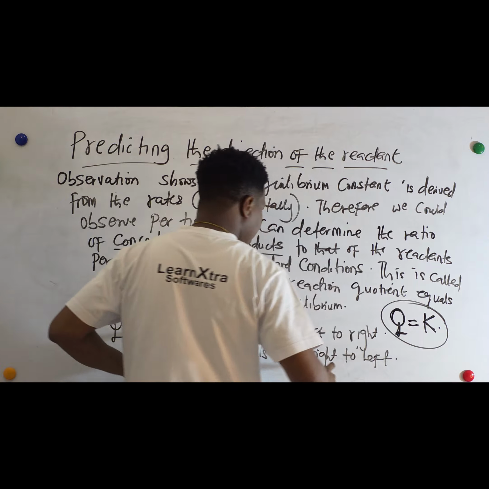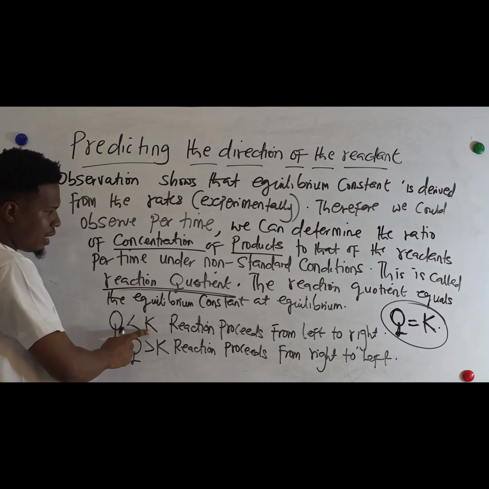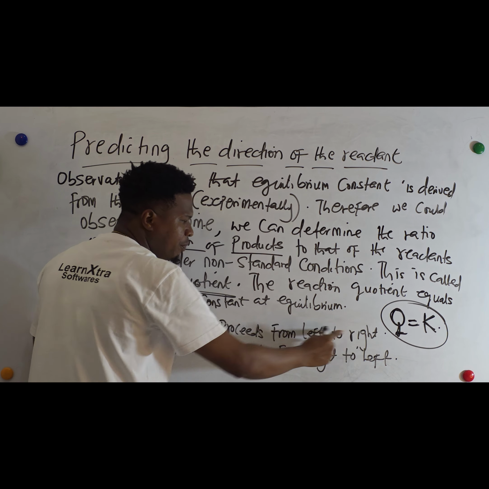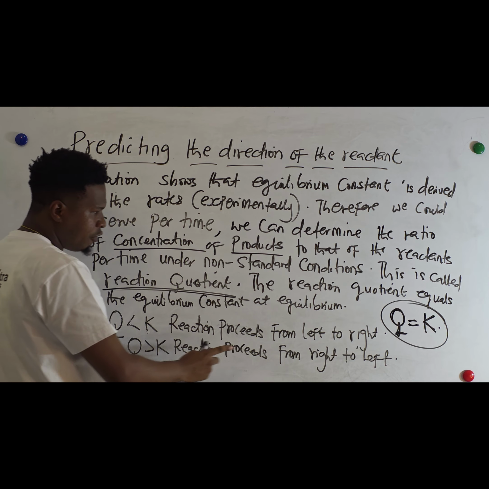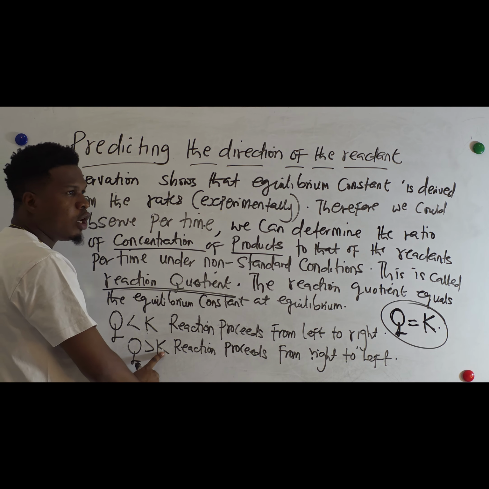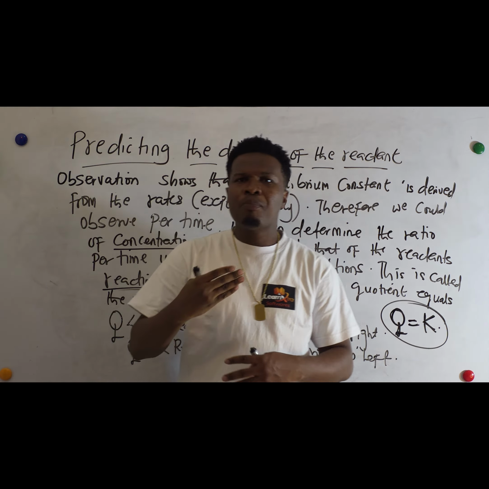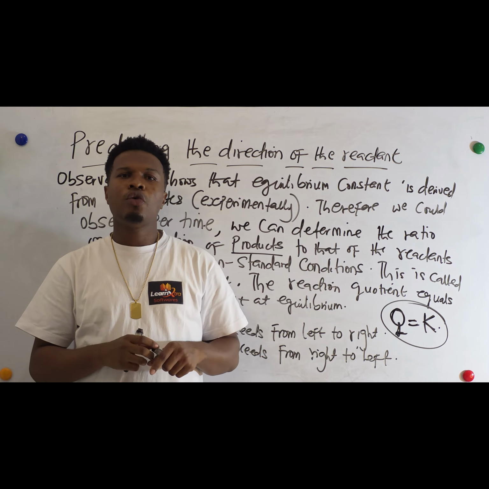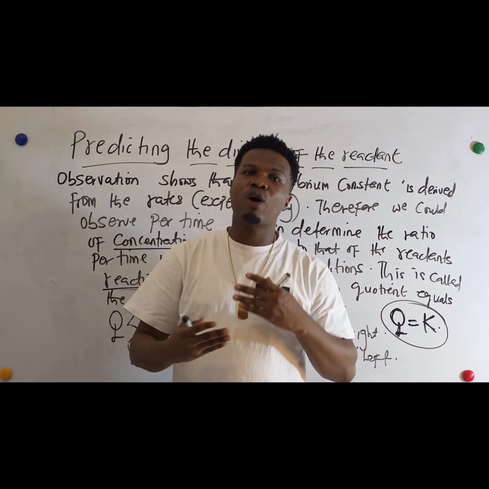So for the first one, if Q is less than K, it means the reaction will shift from the reactant side to the product side, thereby favoring the forward reaction. If the reaction is shifting from the right to the left, when Q is greater than K, then it means it is going backward, favoring the reactant formation. So we can predict the direction of a reaction using the reaction quotient, which is also related to the equilibrium constant.